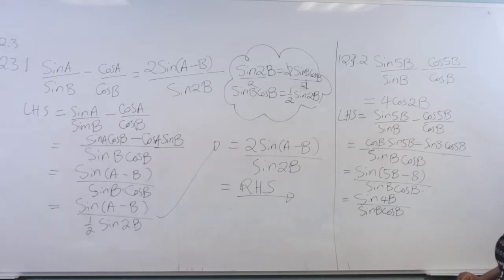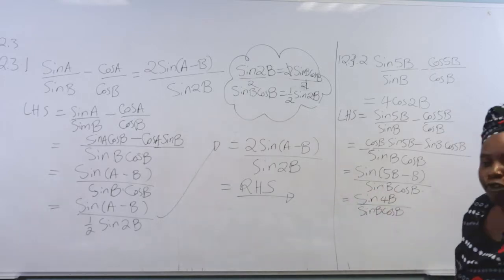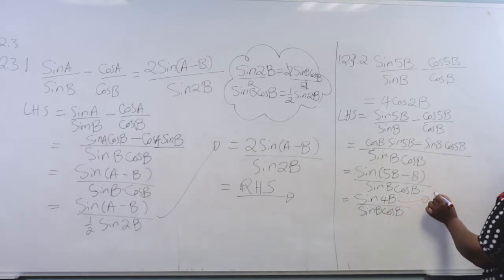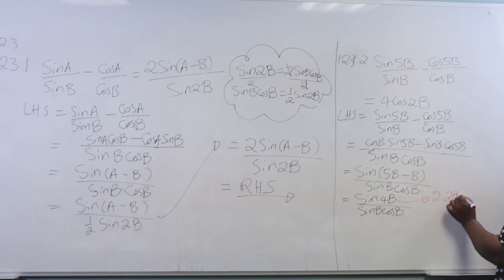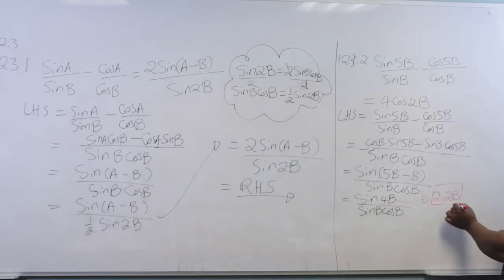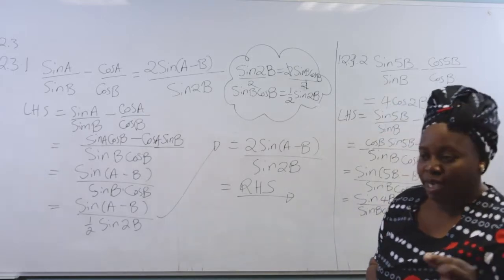So having this 4, what are we going to do? We are going to expand this. Remember, 4B can be rewritten as 2 times 2B. So we are going to rewrite that as 2 times 2B. If we rewrite this as 2 times 2B, it means we are having a double angle of sine with 2B, not B.